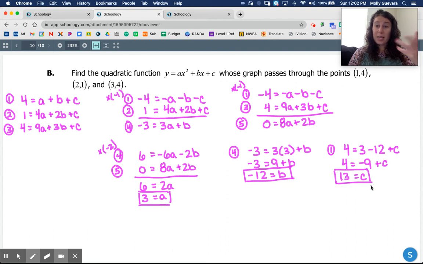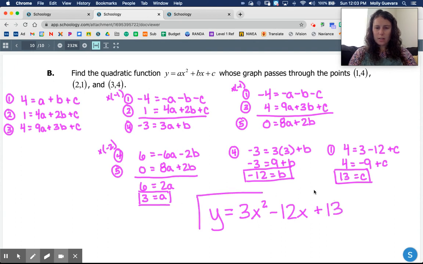So once I have a, b, and c, I just plug it into the equation. So y equals ax squared. Well, a is 3, so 3x squared, plus bx, and b is -12, so -12x, plus c, and c is 13. And so that is the equation of the parabola, of the quadratic function that goes through those 3 points.